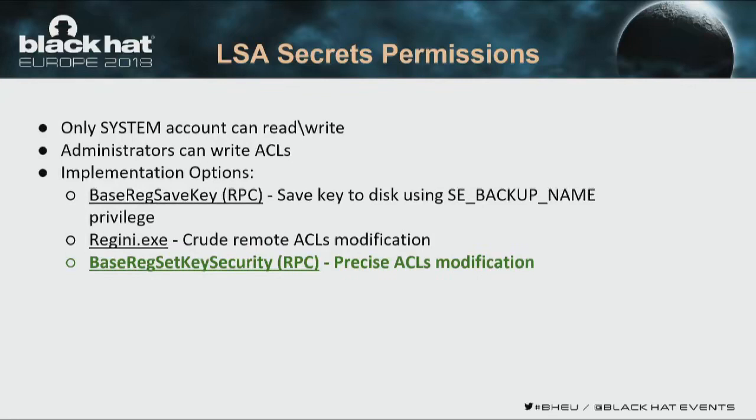We found one thing we could do is dump the security key to the disk using administrative backup privileges, but that's not good enough for us because that's just for reading the secrets. And so, changing ACLs, we found reg-ini, which is a utility that allows for very crude changes of ACLs. Word of advice, don't test it on your own machine, from experience. And eventually we came to an RPC which allows for precise modification of ACLs. So we can take the target machine and give our user the exact permissions in the registry that we need in order to perform this act.